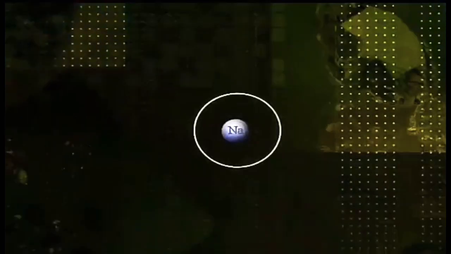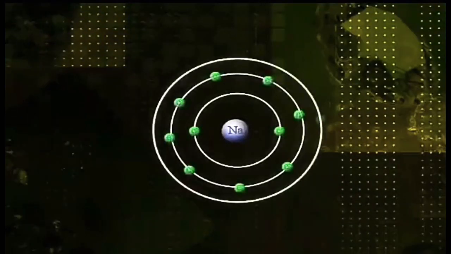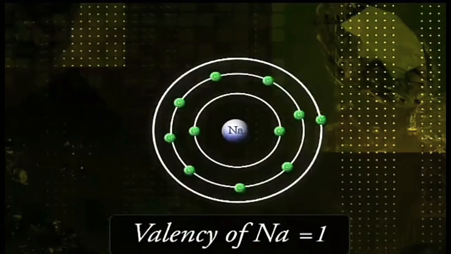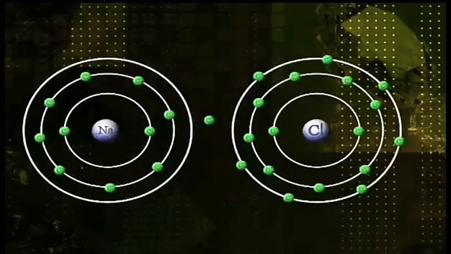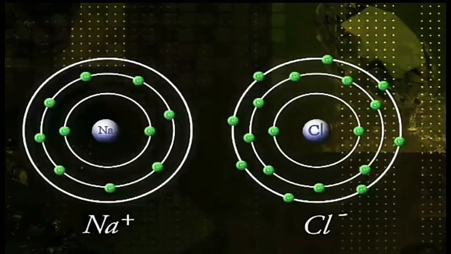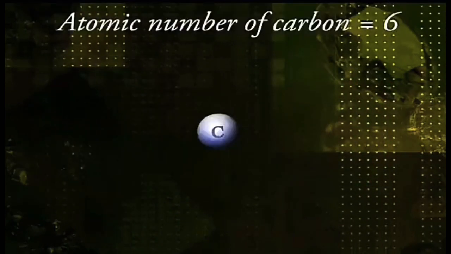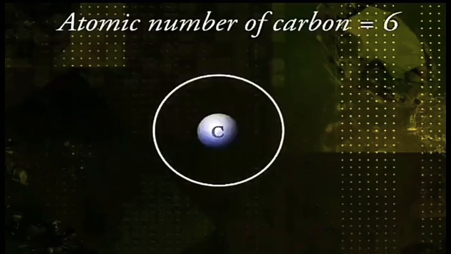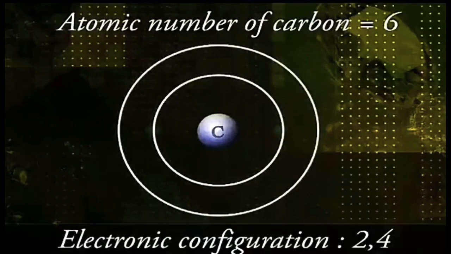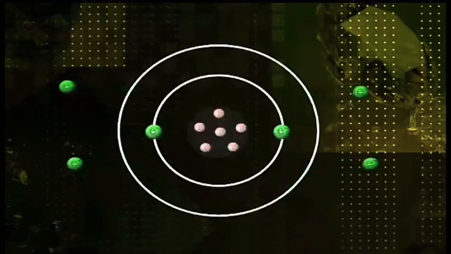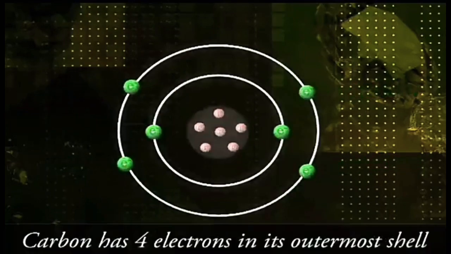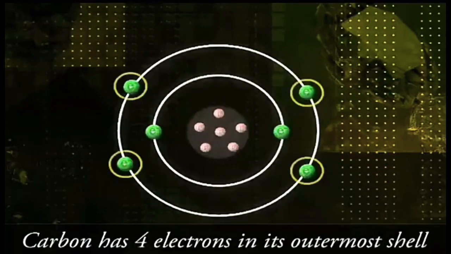The reactivity of an element depends on the number of valence electrons and on the tendency of an element to attain a completely filled outer shell. The atomic number of carbon is 6 and its electronic configuration is 2, 4. So carbon has 4 valence electrons, which means carbon has 4 electrons in its outermost shell.